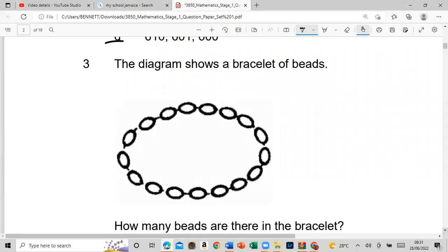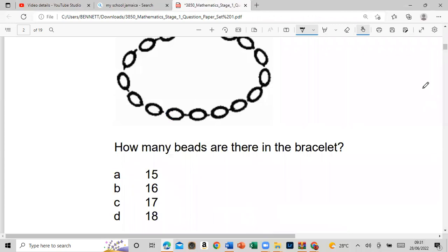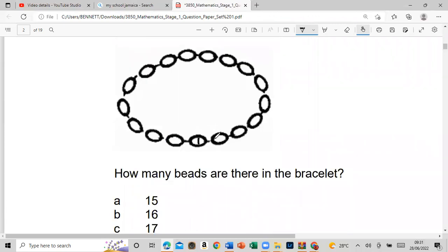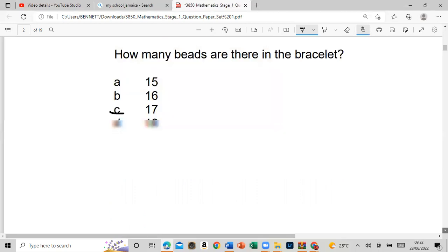The diagram shows a bracelet of beads. I think I did this one already. How many beads are there? So 1, 2, 3, 4, 7, 8, 9, 10, 11, 12, 13, 16, 17. All right, so that's C, 17. So all you do is just count them.